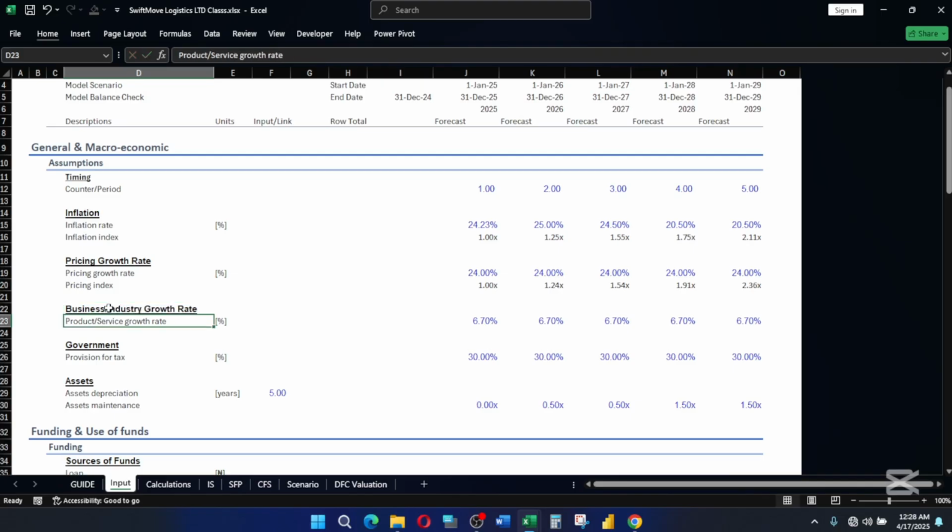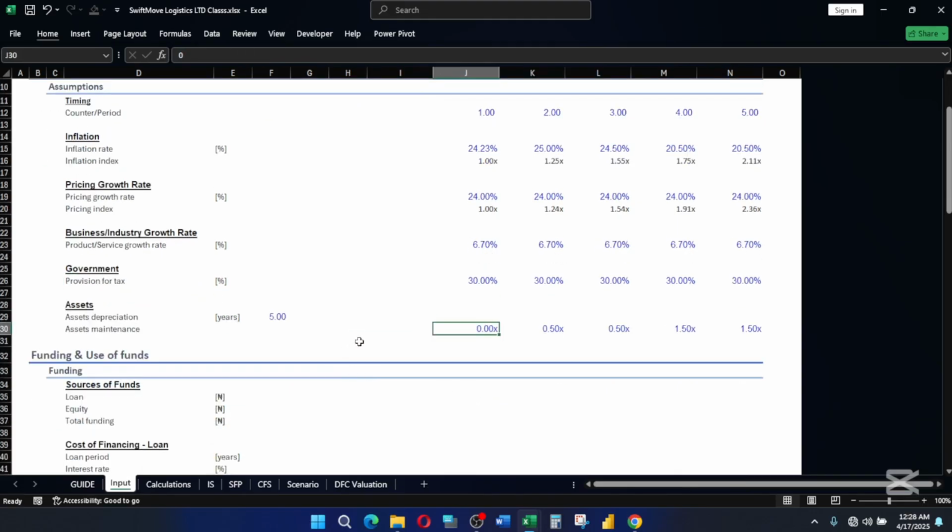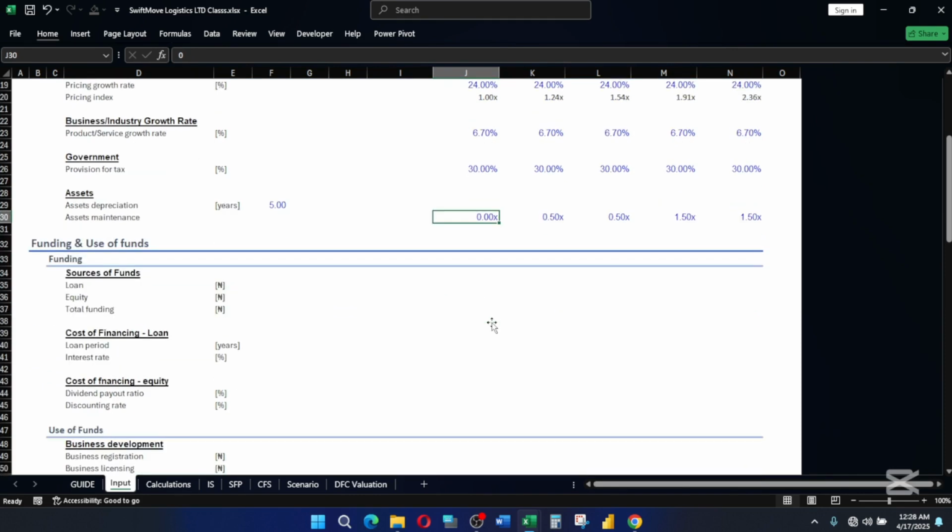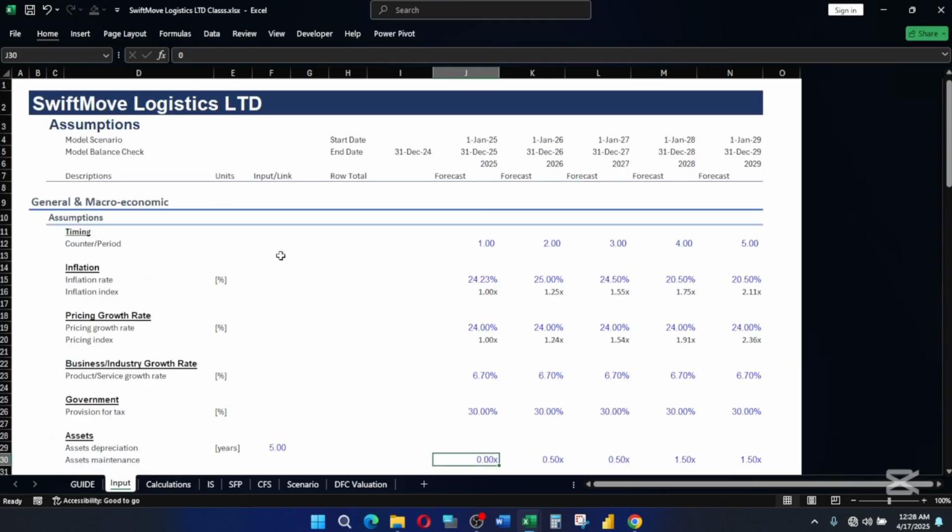Industry growth rate, right? So we say the industry is growing at the rate of 6.7%. Now we have the tax, and finally we have our asset maintenance, right? So that is that. The next part is going to be our funding side, right? This is our funding. Remember, what we are doing here is assumptions. That is, we are building our assumption table, right?